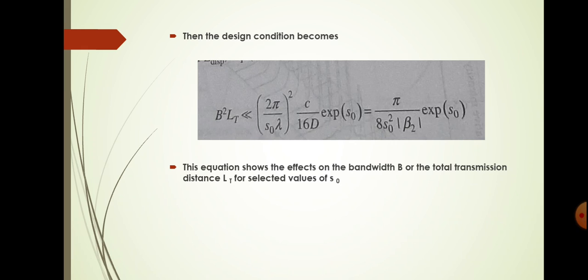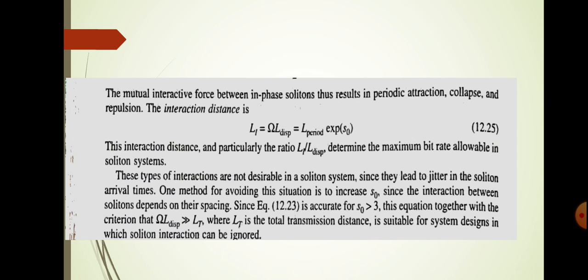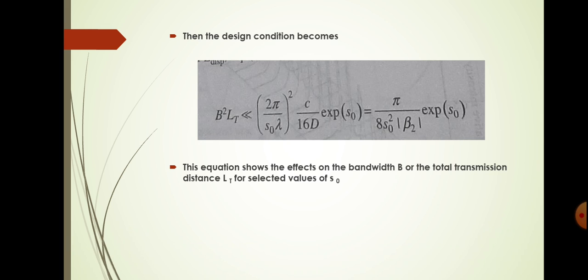In this case, B represents the bandwidth, D represents the dispersion, lambda is the wavelength, C is the velocity of light, and LT is the total transmission distance. So, in order to design a Soliton link, the major important criterion is B square LT very much less than 2 pi by S0 lambda all square into C by 16D e raised to S0, or omega L dispersion should be very much greater than LT. So these are the basic conditions, that is omega L dispersion very much greater than LT, where LT is the total transmission distance, and when omega L dispersion is very much greater than LT, then there will be less interaction between the solitons. This equation shows the effects on the bandwidth B or the total transmission distance LT for selected values of S0. That's all about this Soliton digital link design.